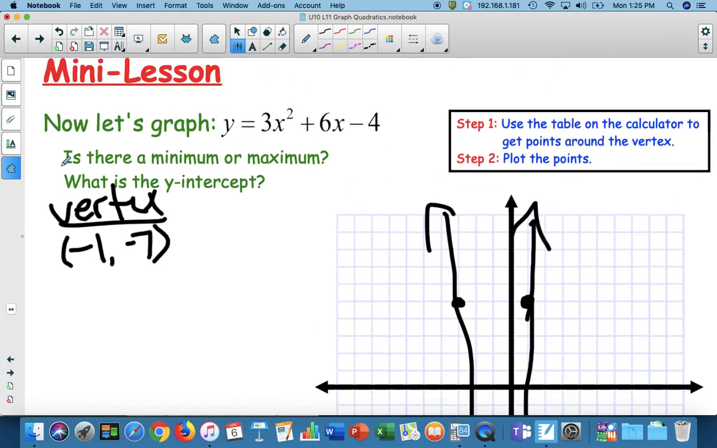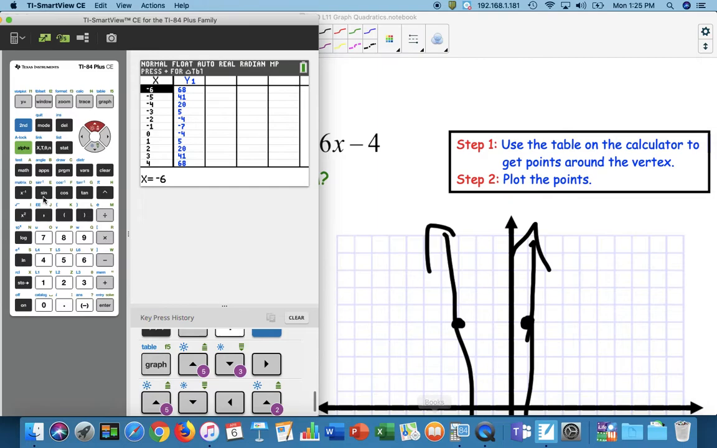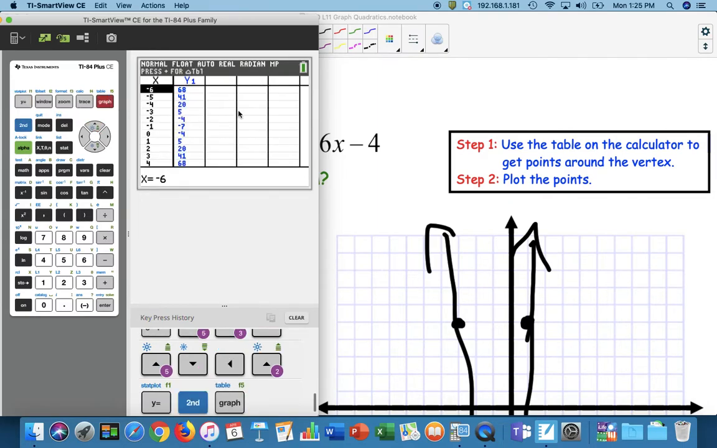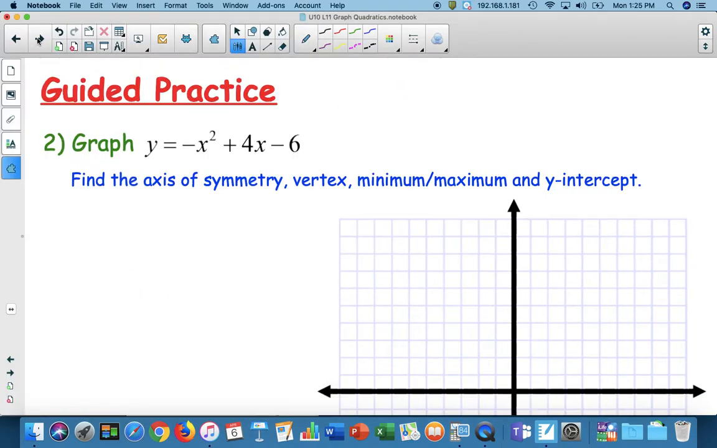All right. So you find the vertex. You plug their equation into y equals here. Second, graph, and then just graph the points around your vertex. You got to locate your vertex first, and then graph the points around it.